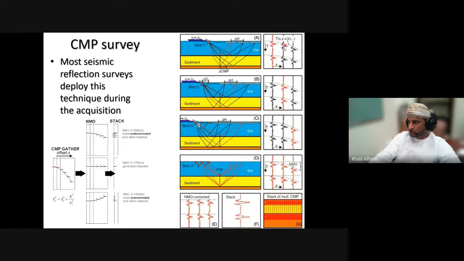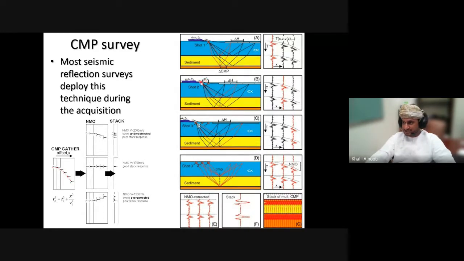The others will also record data. This trace is coming from the second hydrophone. The last trace is recorded by the last hydrophone. Then what happens? The ship will move some distance. And that's what we call source offset. The ship will move some distance. And right now, the midpoint is imaged by the second geophone.